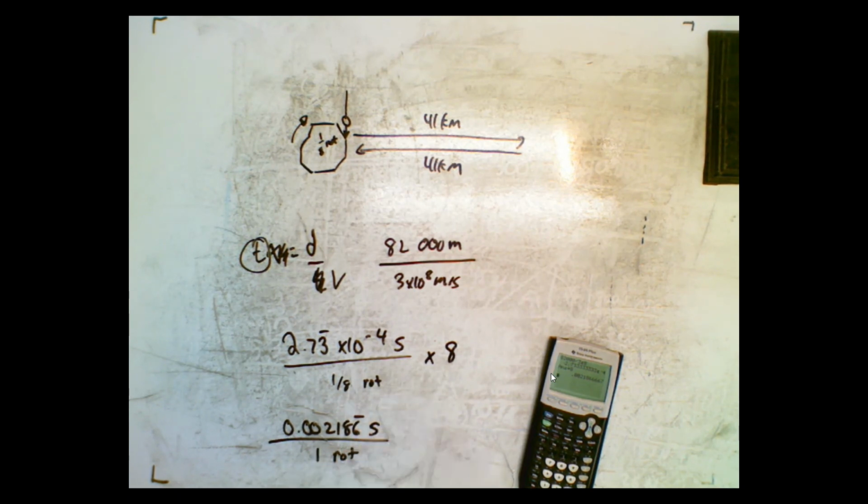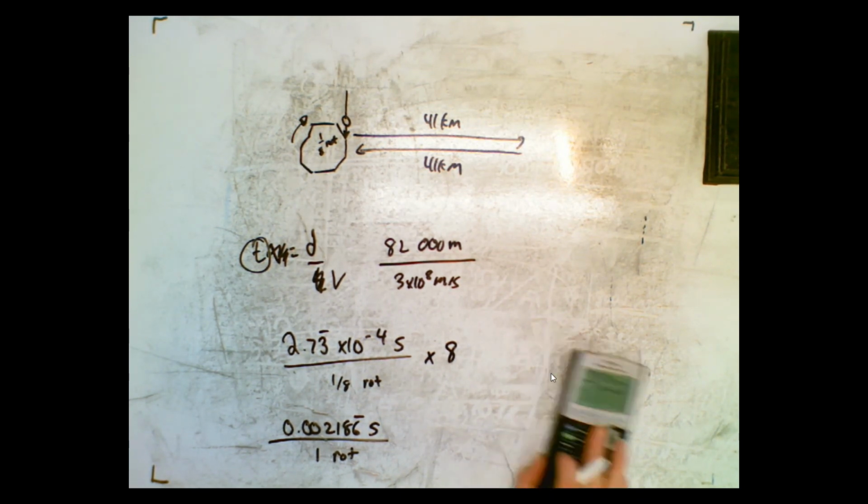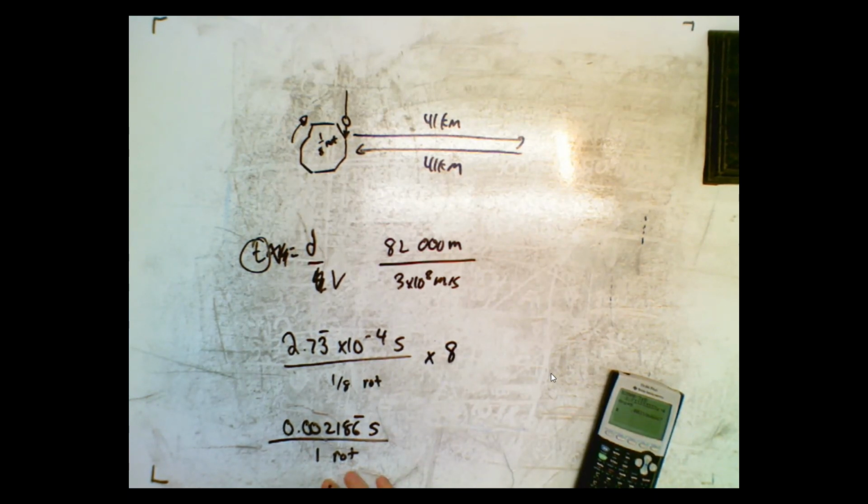That's the thing that students have the most trouble with: they don't know when to multiply by 8 or divide by 8. You have to think about what's happening in that time. So that's for a full rotation, and now this is a period, so our frequency is going to be 457 hertz.